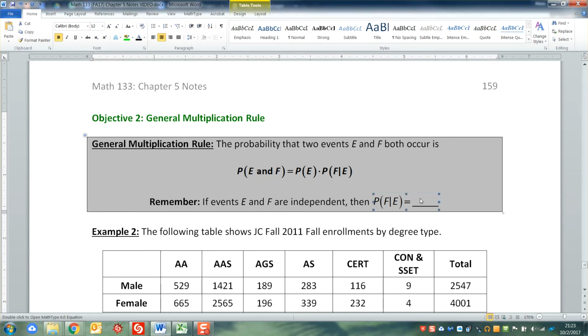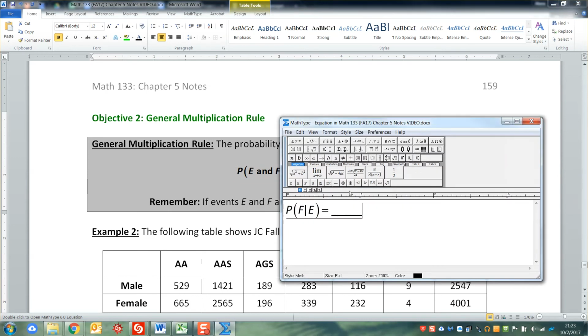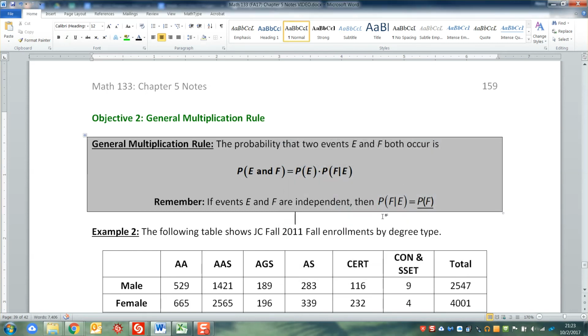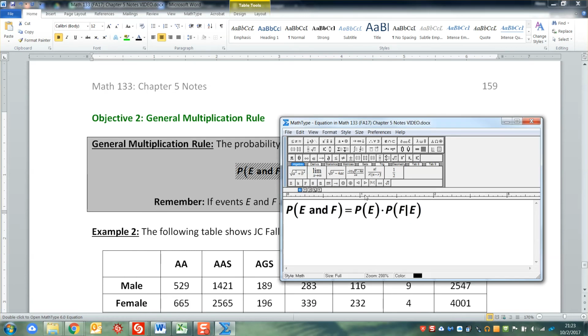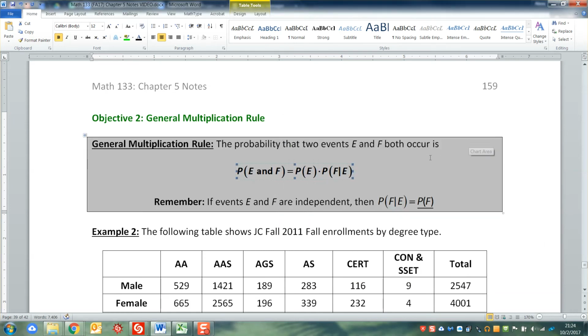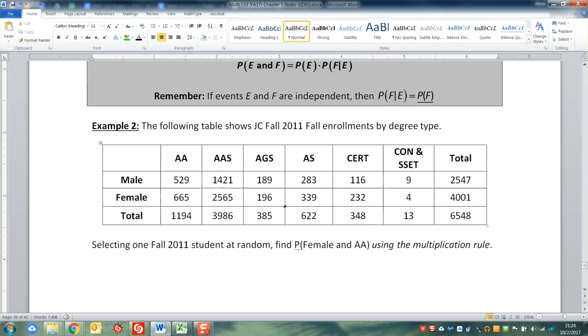And just make a note down here, if events E and F are independent, then the probability of F given E is equal to the probability of F by definition. So if they were independent, then it would automatically be taken care of, and you'd have your simpler independent multiplication rule that we learned back in section 5.3. So if it's independent, then it's just probability of F. But if it's not independent, or if you don't know if it's independent, then you have to use this more advanced form. In particular, we're going to use it for a contingency table.